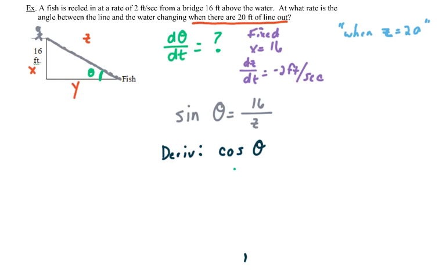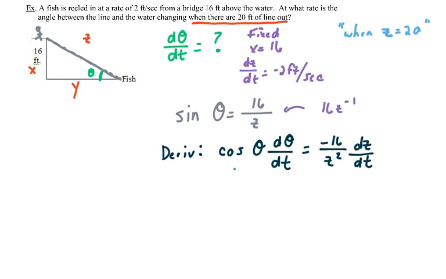So cosine of theta, again, it's implicit, so d theta dt, that's what I'm trying to find, is equal to, now I would recommend that you rewrite this as 16z to the negative 1, because now I don't have to do a quotient rule. I can just drop the negative 1 down, and then subtract 1 from the exponent. So I end up with negative 16, and then that would be z to the negative 2. But remember, this was implicit, so I have to have dz dt.